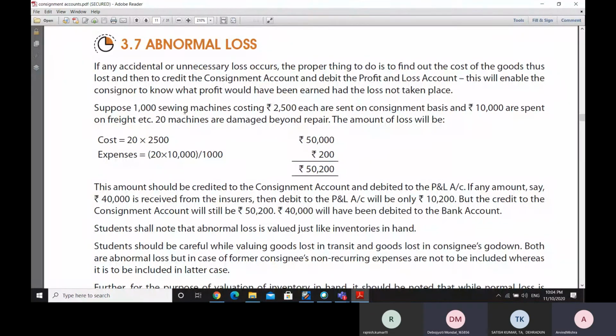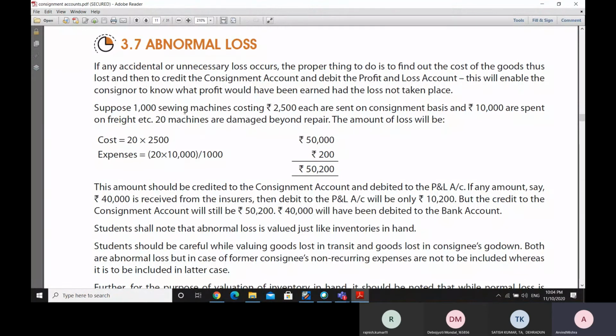Yes, sir. So he has credited that P&L account and debited the consignment account already. Now you can see this entry is the reverse of that. He is debiting the P&L, crediting the consignment account. Why is he doing that? Just to ascertain what profit he would have made in case he had not incurred this loss. That's the only thing.